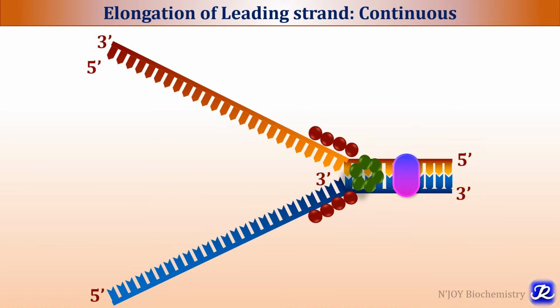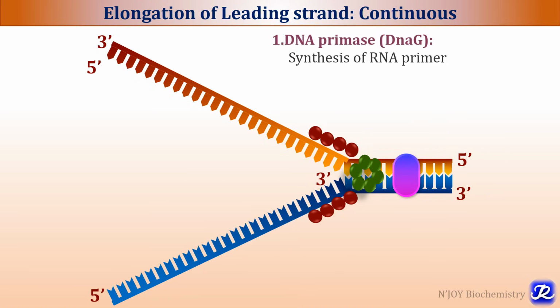Replication occurs differently in the two strands, which are called the leading strand and the lagging strand. On the leading strand, replication is continuous, while on the lagging strand, replication is discontinuous. The leading strand runs from 3' to 5' direction and replication occurs in 5' to 3' direction. For elongation, we require the enzyme DNA primase, which is called DnaG, and it is required for synthesis of RNA primer because RNA primer initiates DNA synthesis. DNA polymerase cannot start replication; it requires RNA primer. So DNA primase, DnaG, is required for synthesis of RNA primer.